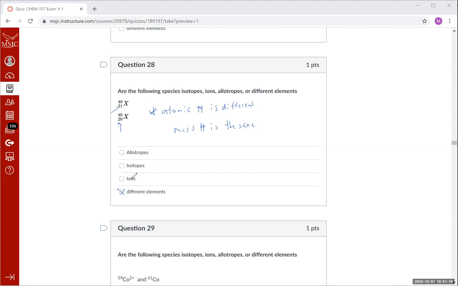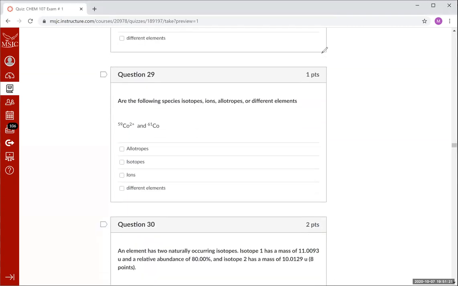Perfect. So let's look at the next example. We're asked, are the following species isotopes, ions, allotropes, or different elements? So first thing we notice is that we have a different charge. We notice that it's the same element, and we notice that they have a different mass number. So if they have different mass numbers, what does that tell us?